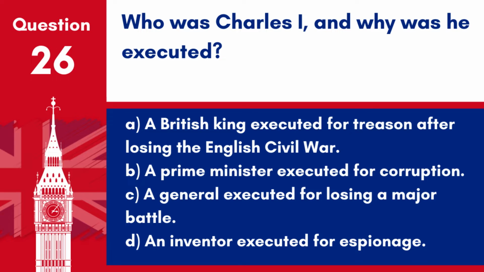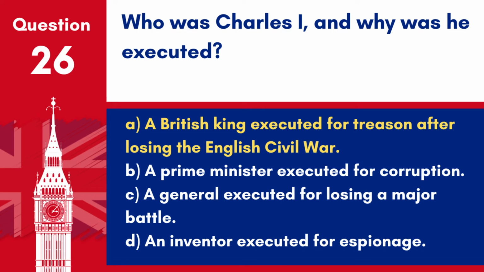Question 26. Who was Charles I, and why was he executed? A. A British king executed for treason after losing the English Civil War. B. A prime minister executed for corruption. C. A general executed for losing a major battle. D. An inventor executed for espionage.